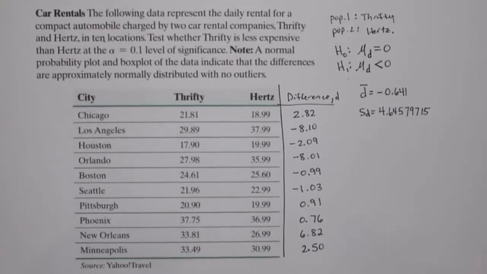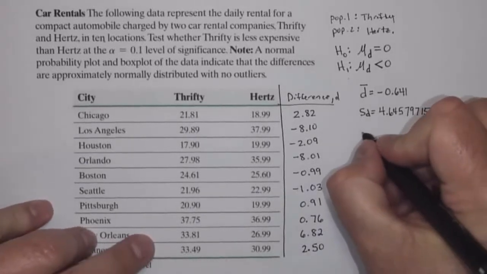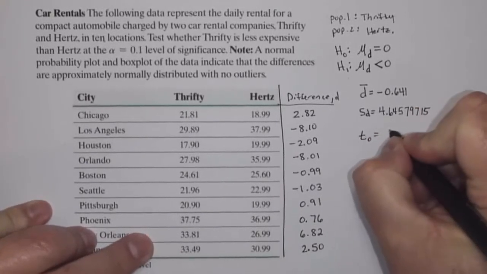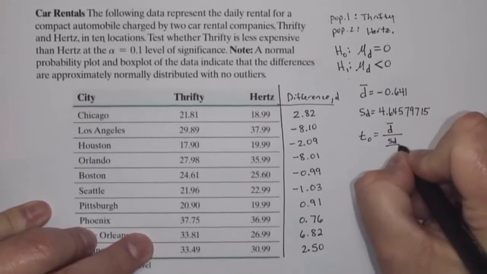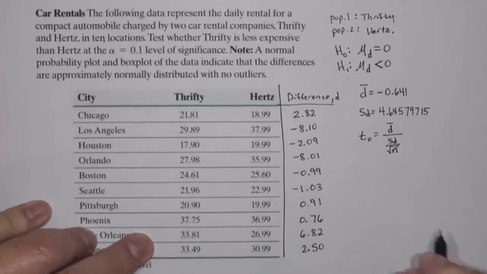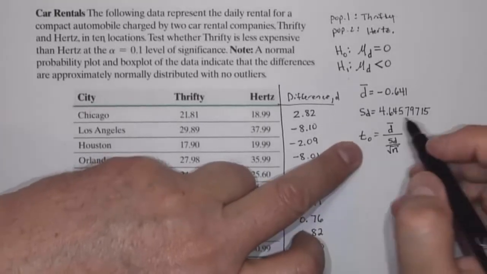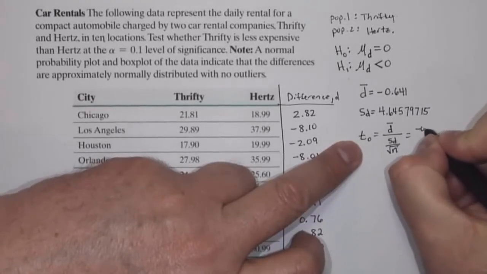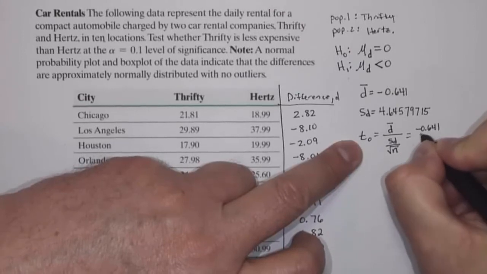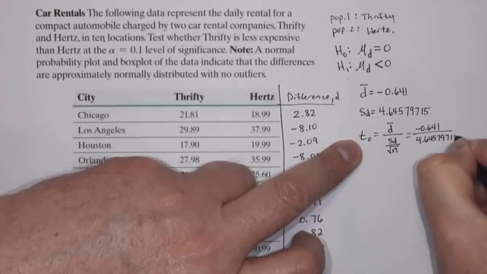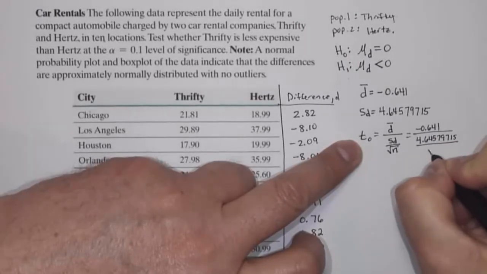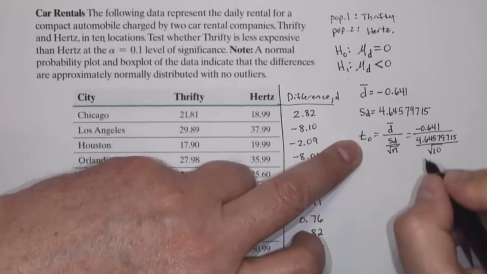So I need to calculate my test statistic. Whether I'm using the classical approach or the p-value approach, I need the test statistic. So t naught is equal to D bar divided by S sub D over the square root of n. In this case, D bar is negative 0.641, S sub D is 4.645797715, and our sample size is 10, so that's divided by the square root of 10.